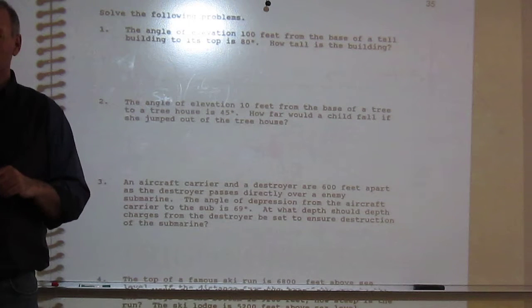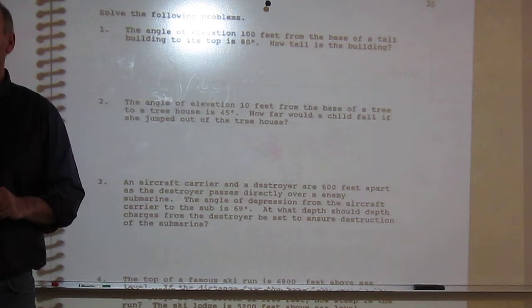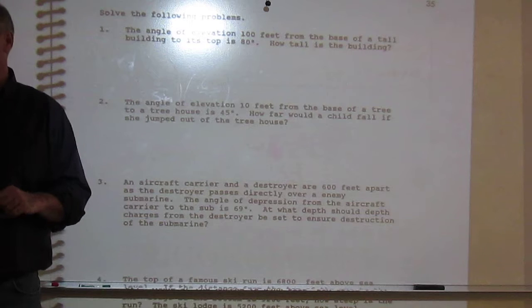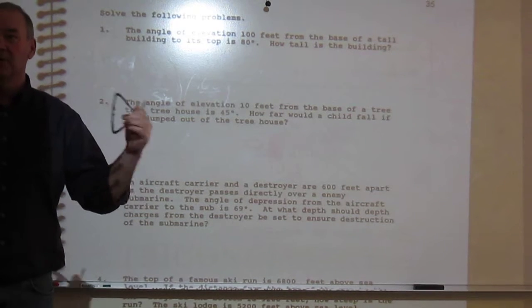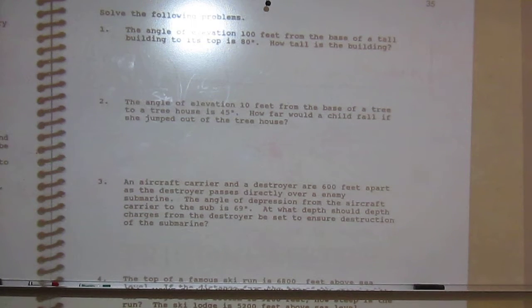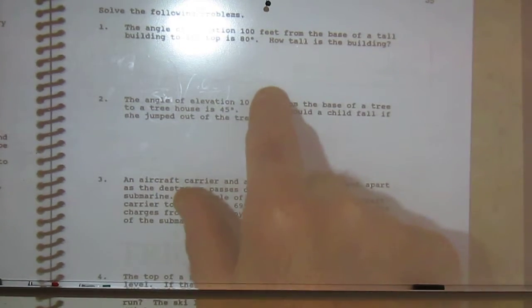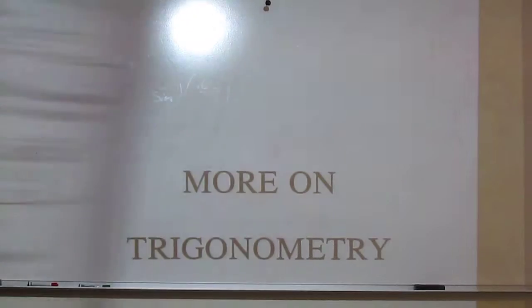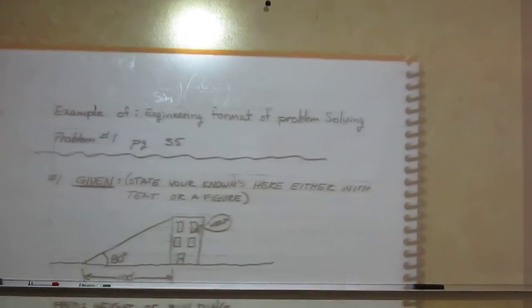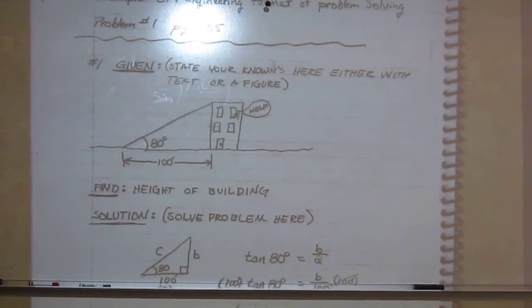So I have a format I am going to look at next, and I would like you to follow this format for all of the homework you do. It's on the next page. I do this problem on the next page. So let's go through this. This is the way I expect your homework to be in this format.